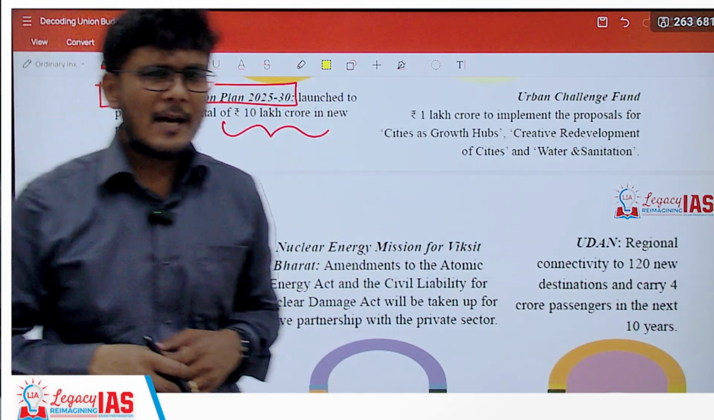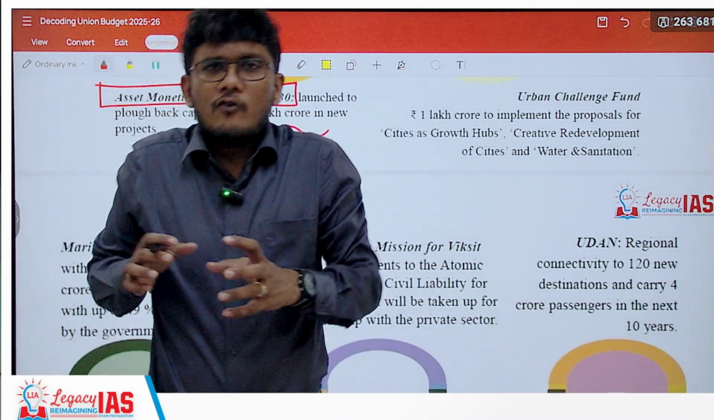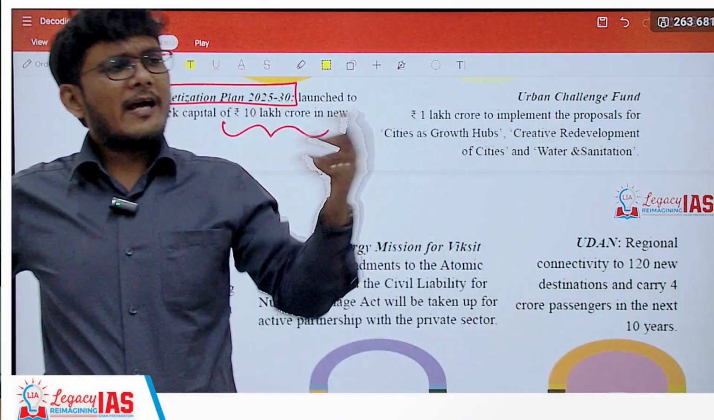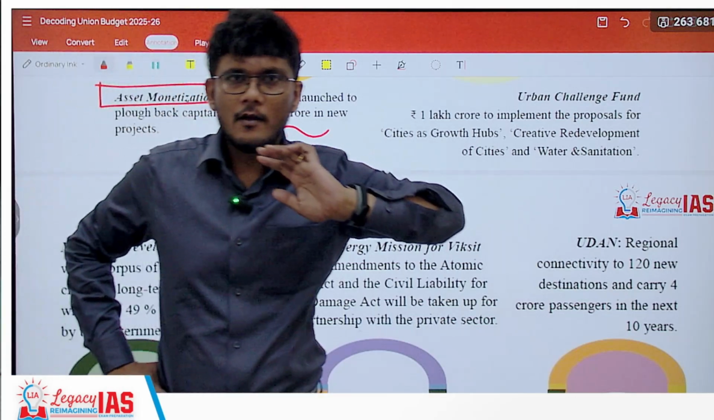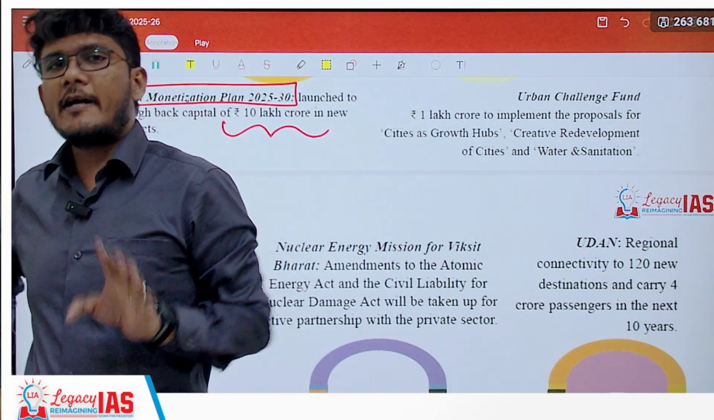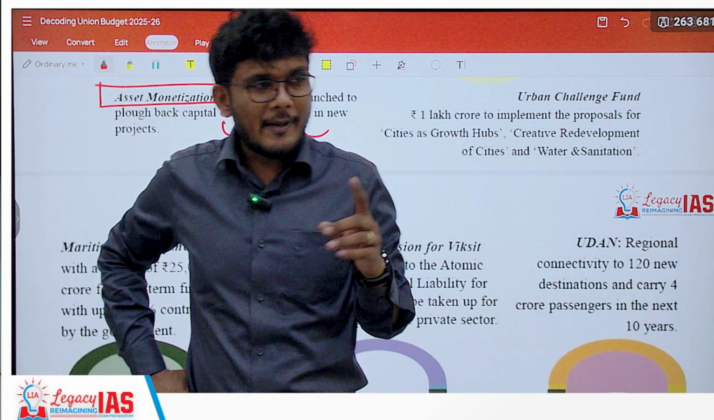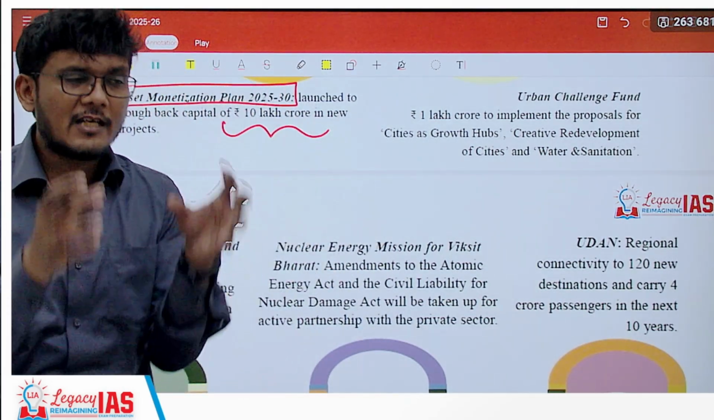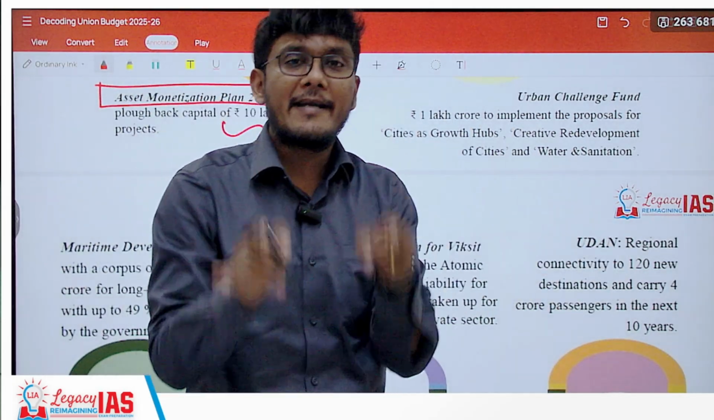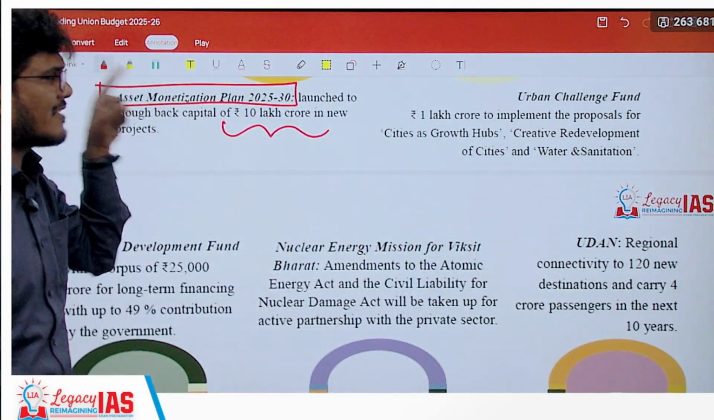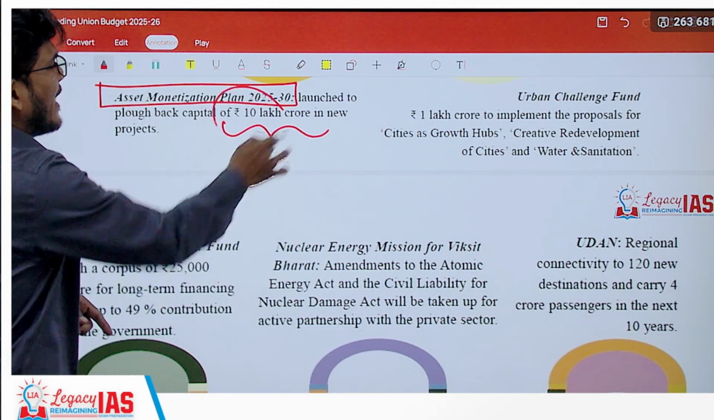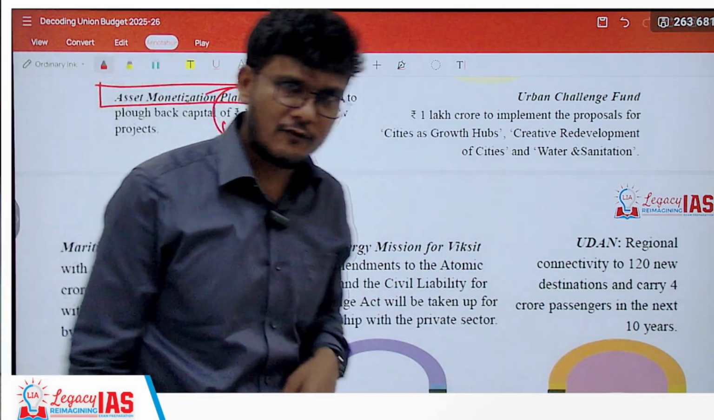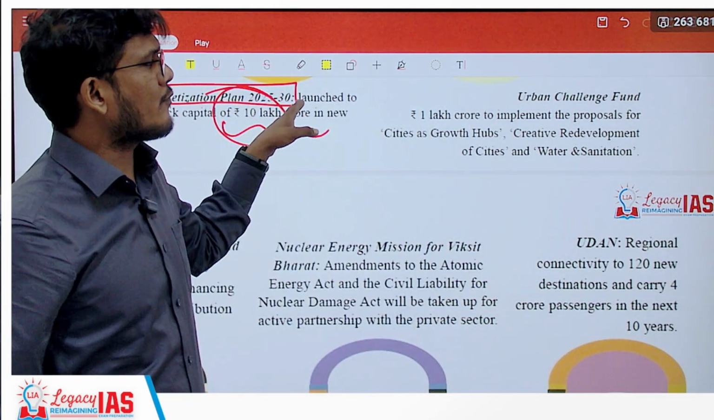Take a simple example: if you are living in one house, and you have bought another house. Now that house is vacant. Okay. So is that asset generating revenue? No. So it is not monetized. But let's say you give it on rent. Now is that asset generating revenue? Yes. That means that asset is now monetized. So the government wants to monetize the assets that it has and reap around 10 lakh crore worth of projects from that in the year 25-30.